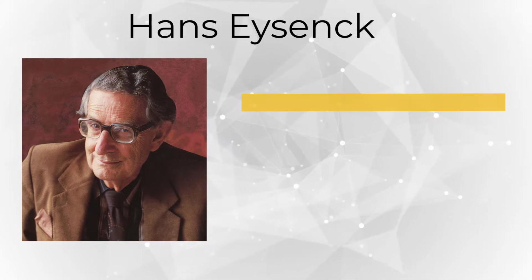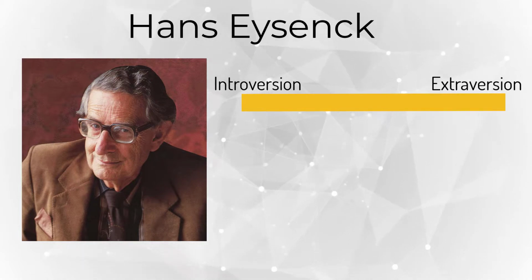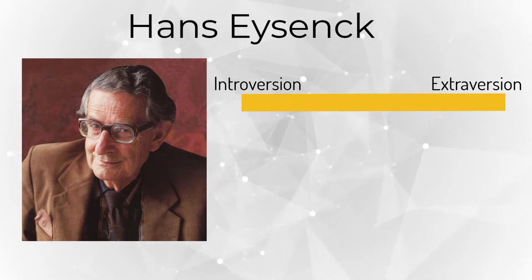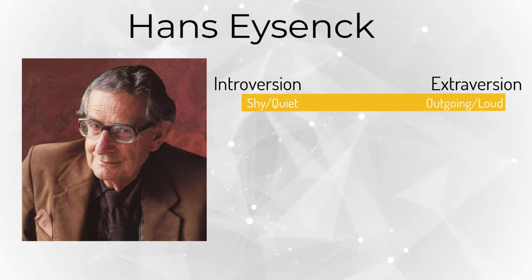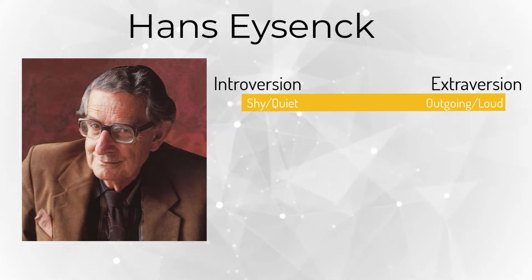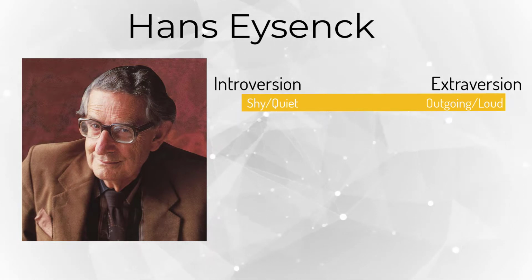Eysenck's first dimension, extroversion and introversion, refers to something very similar to our common sense understanding of the terms. Shy, quiet people versus outgoing and even loud people. This dimension is found in everyone, but the physiological explanation is a bit more complex.